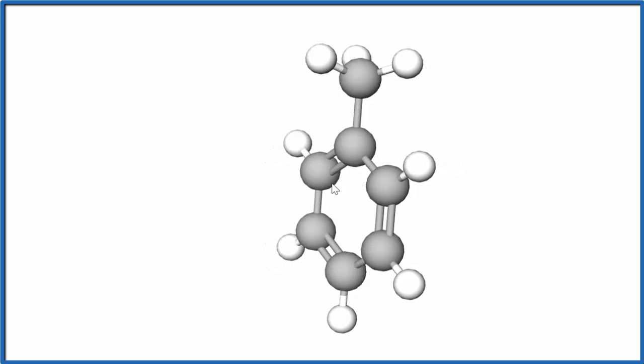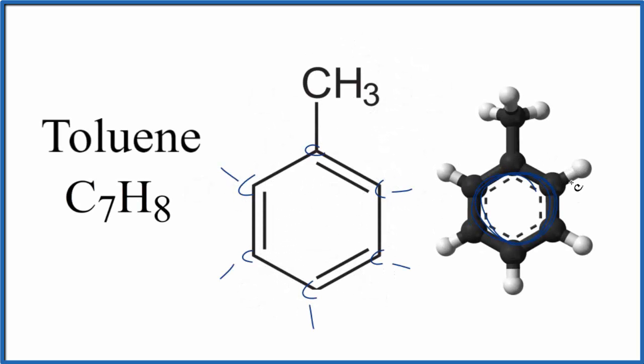Let's go back to the Lewis structure. And there you have it, the Lewis structure for toluene, C7H8, a widely used organic chemical.